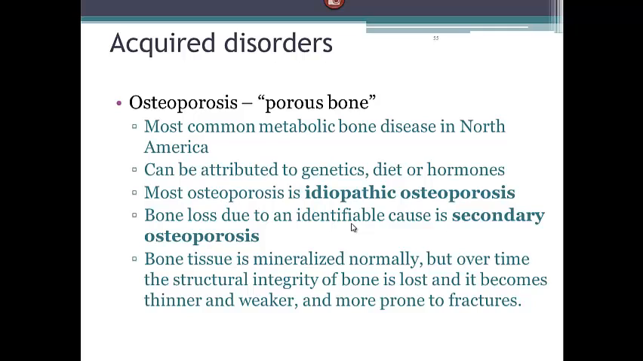And if you remember, the pathophysiology of the disease is no more than osteoblast versus osteoclast. The arrangement is one of the most common metabolic bone disease in North America. It could be genetic, it could be diet or hormones. Remember, this is no more than an imbalance between osteoblast and osteoclast that leads to bone tissue demineralization.